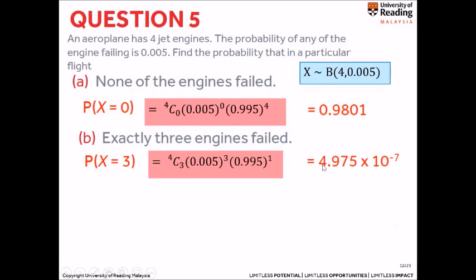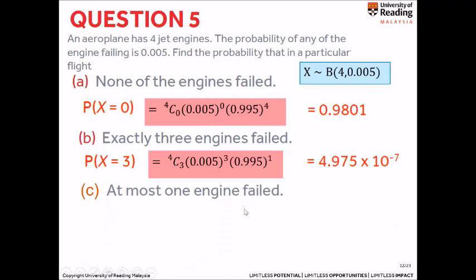So we will use the scientific expression to give our answer. If you use your calculator, you will see that there's an exponent on the right top hand of your screen with a negative 7. It means 10 to the power minus 7. We use 4 significant figure. Your answer should be 4.975. So your answer is 4.975 times 10 to the power minus 7.